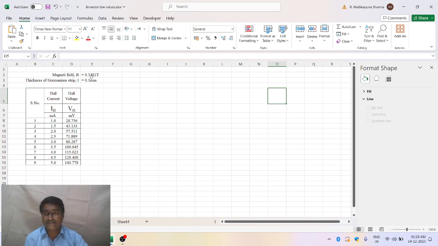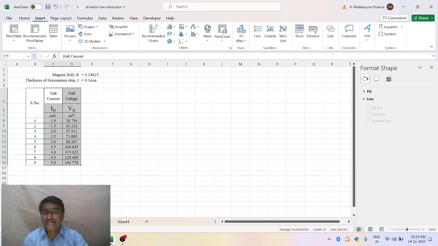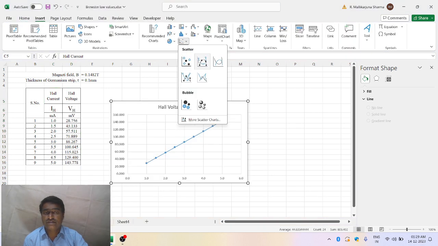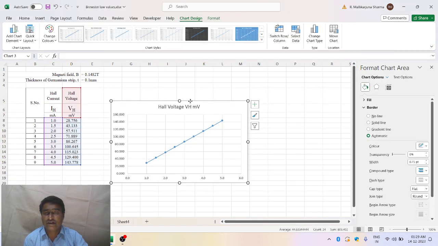We have taken the magnetic field B as 0.1482, and the thickness of the strip is 0.1 millimeter. Then we have these readings for I and VH values. We choose these two columns, go to the Insert option and Charts, and choose the middle one.